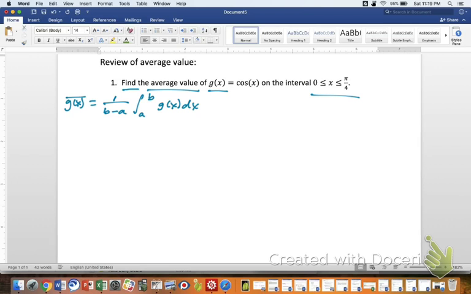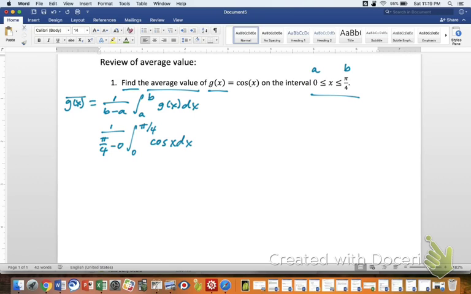Let's identify our a and our b first. Those are just the endpoints of your interval, so a and b are 0 and pi over 4. I'm going to start by saying the average value of g of x is equal to 1 over pi over 4 minus 0. Of course, the order certainly matters for where the a and the b are. Then it'll be the integral from 0 to pi over 4 of g of x, and of course, g of x is cosine of x.